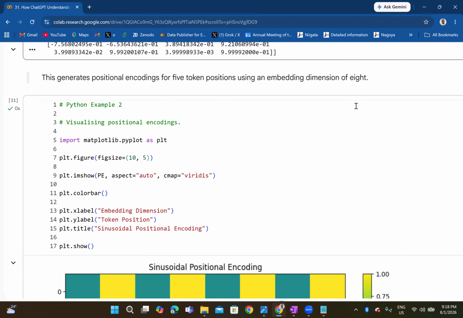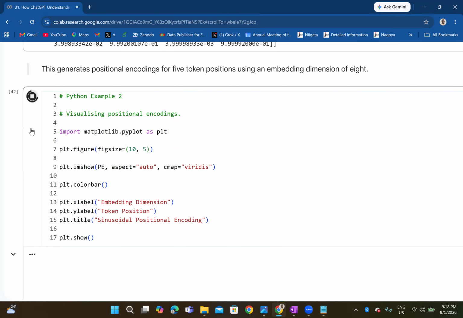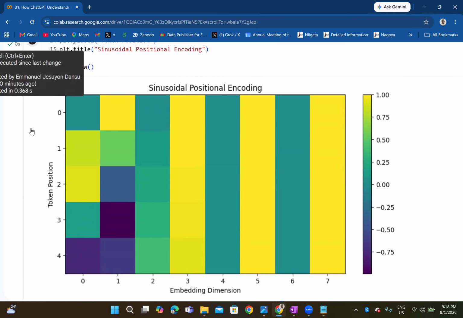For example 2 now, we want to visualize positional encodings. Instead of just having numbers, it's good to see it visually. In that case, we need matplotlib. Here we are plotting and showing the image of the positional encoding. You're using aspect auto and cmap viridis. Of course, we can always change the cmap, which is the color map. So see what you have here now.